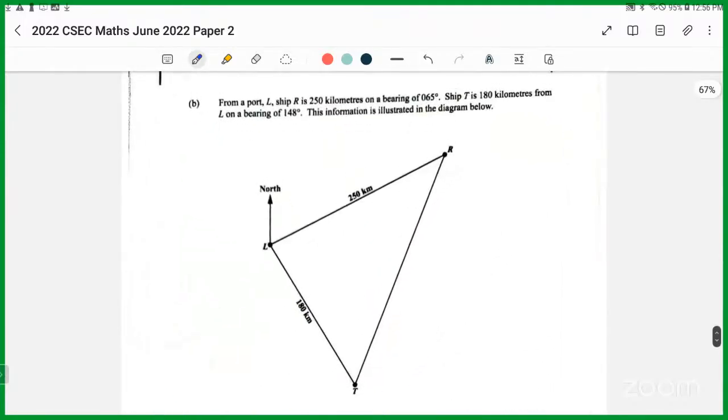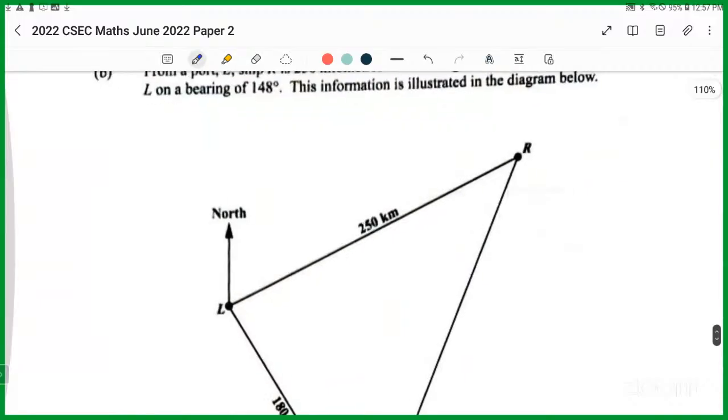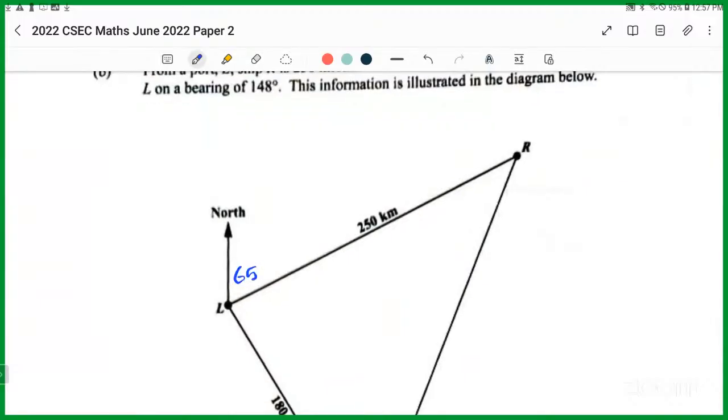The next part says: from a port L, ship R is 250 kilometers. See it here? Ship R from L is 250 kilometers, on a bearing of 065 degrees. Let's put this on the diagram. Like you're at L, you have to turn to the right 65 degrees to face the direction to go. So the angle of 65 degrees is this angle right here. I only put 0 on it. The angle is 65 degrees, but the bearing is 065 degrees. That angle is 65 degrees.